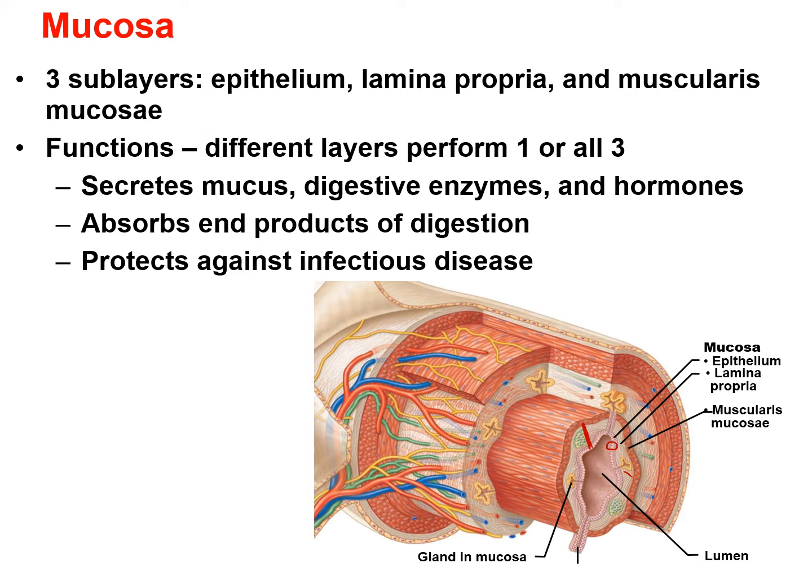If we go back and look at the mucosa as a whole, the function of the mucosa is to secrete protective mucus, digestive enzymes, and hormones. It is also involved in absorbing end products of digestion and then protecting us against infectious diseases.